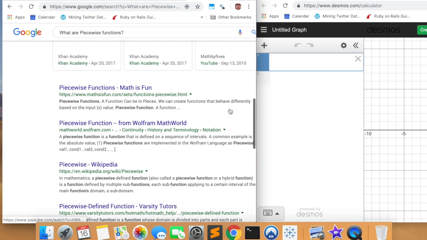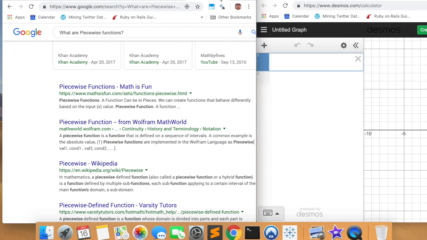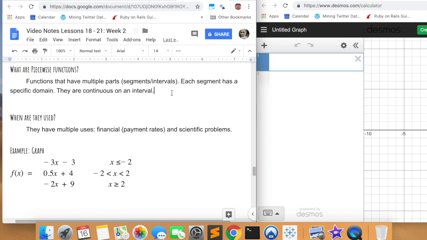You also have videos that you can look at. So if this video is not enough for you, please by no means stay to it. Find your own way that works. So piecewise functions are functions that have multiple parts, or multiple segments, or intervals, however you want to call it.